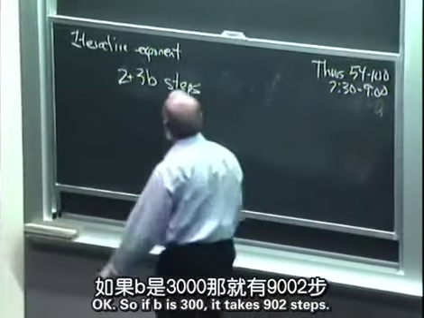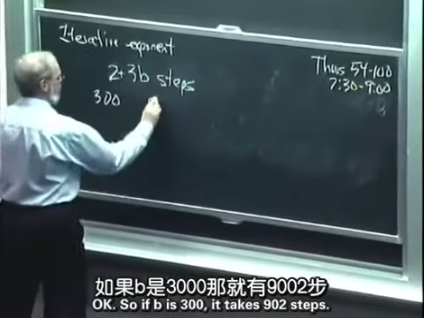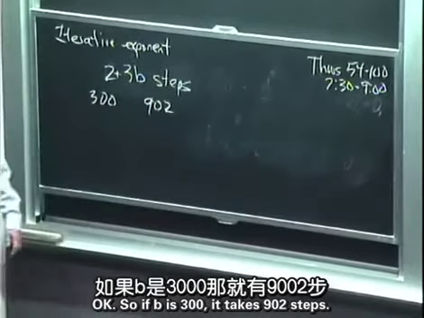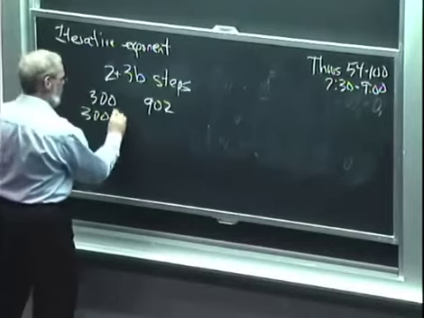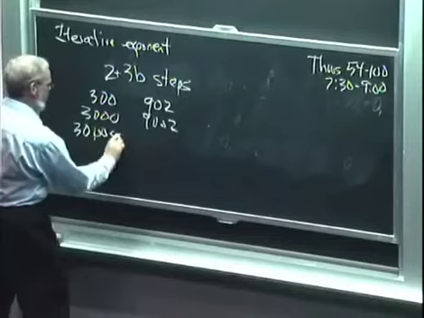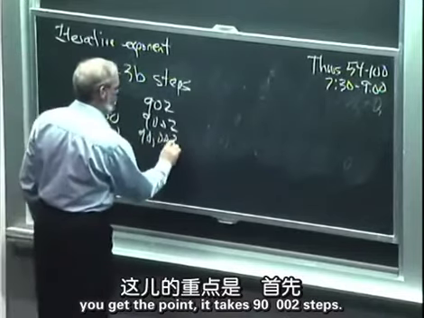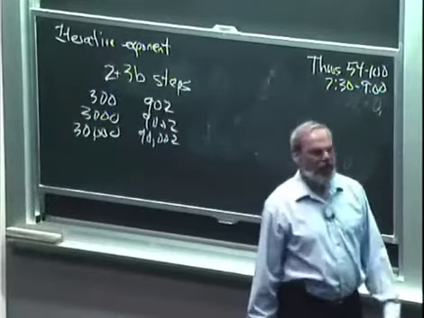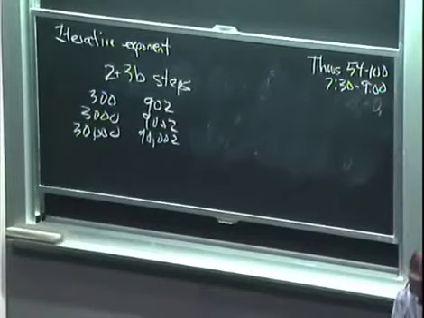Okay, so if B is 300, it takes 902 steps. If B is 3,000, it takes 9,002 steps. If B is 30,000, you get the point, it takes 90,002 steps. Okay, so the point here is, first of all, I can count these things.